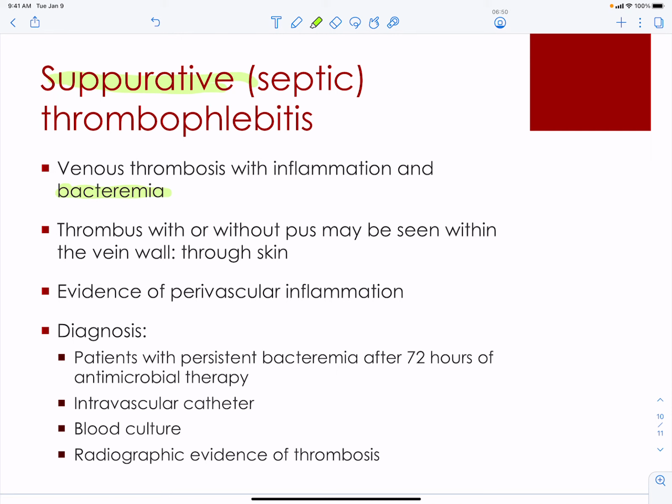Patients will be diagnosed if they have persistent bacteremia after 72 hours of being on some sort of antimicrobial therapy. And this is typically going to be an antibiotic-resistant bacteria. They can have in-hospital infections through a catheter, and then blood culture will show evidence of the bacteremia, and you can also look for evidence of a thrombus using radiographs.